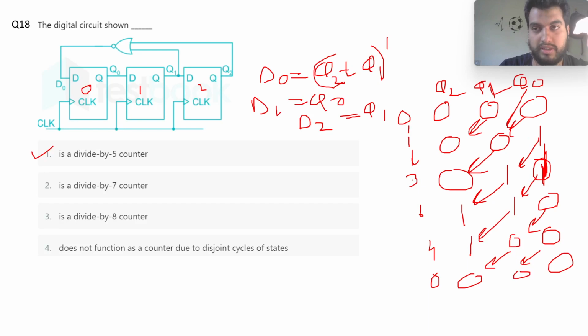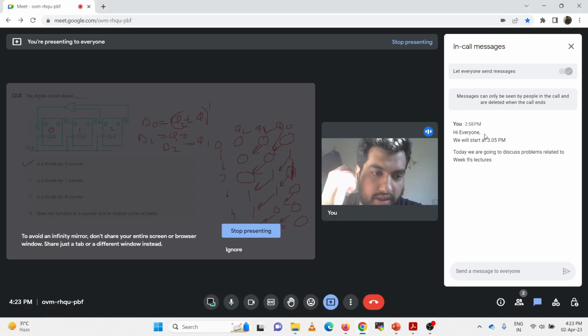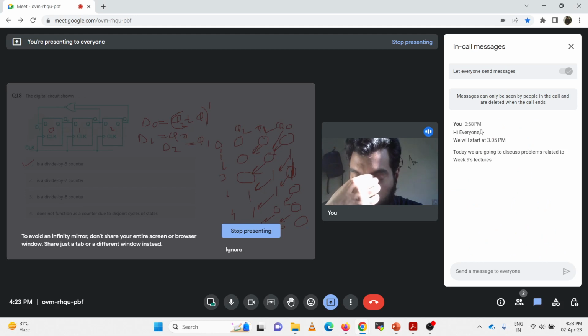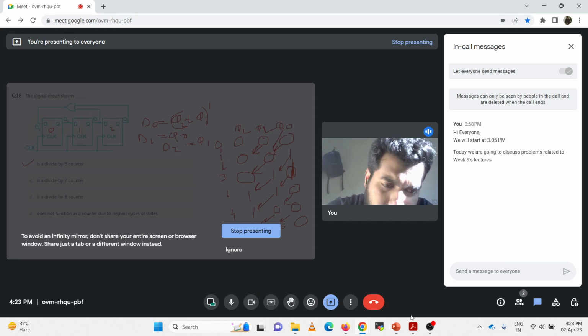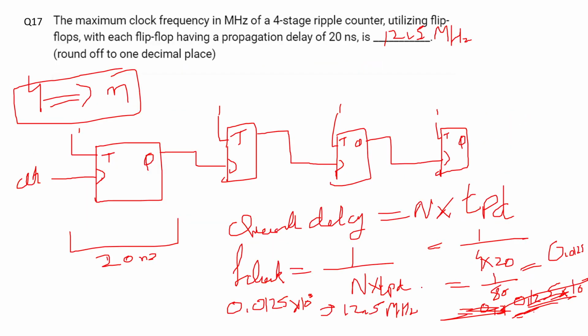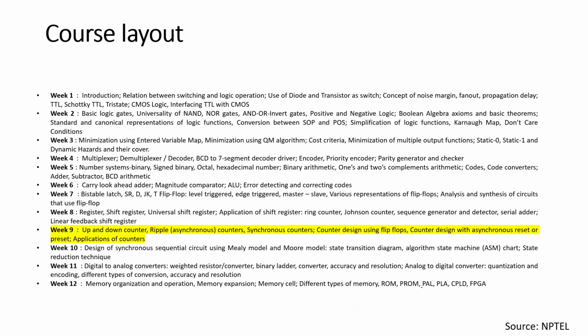So that was all for today's lecture. Thank you to those watching the recording. Since there's some time left, I can wait up to 4:30 p.m. Maybe someone will join, otherwise I can close the session. Next week we'll meet at the same time, 3 p.m. to 5 p.m., on 9th April, Sunday, and we will discuss design of synchronous sequential circuits using Mealy and Moore models, state transition diagrams, algorithm state machines, ASM chart, and state reduction technique.